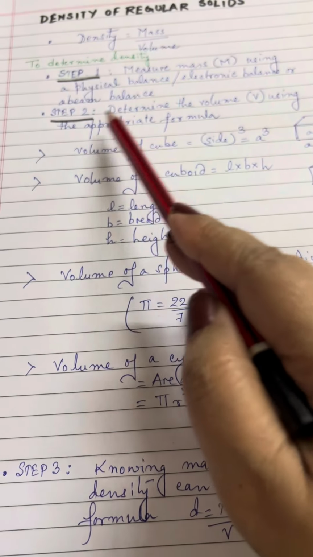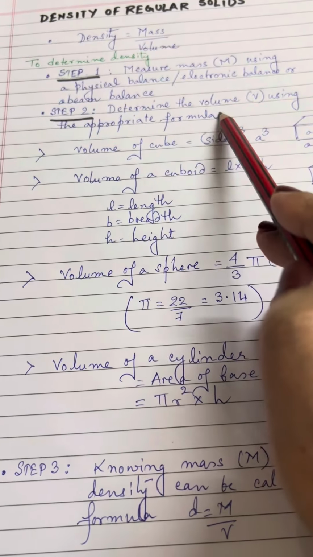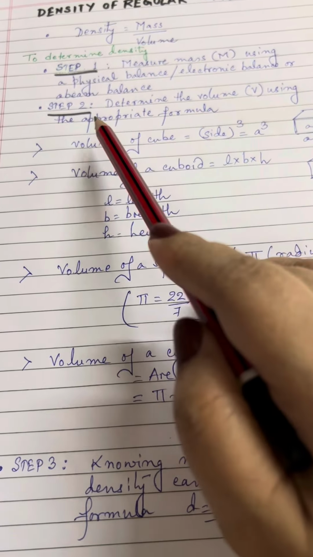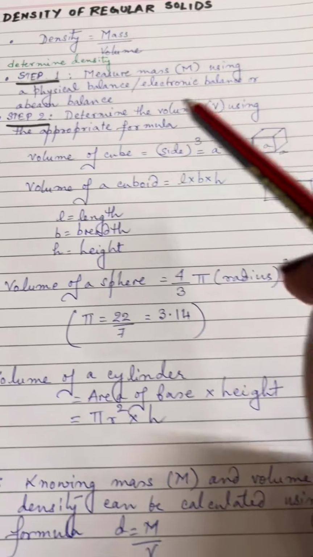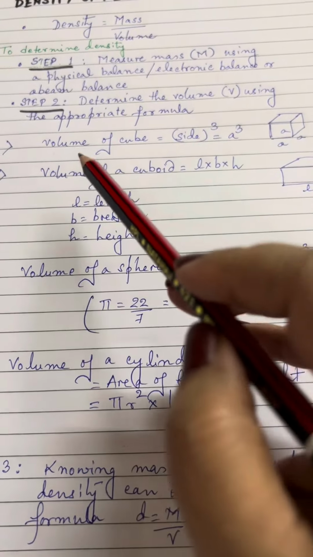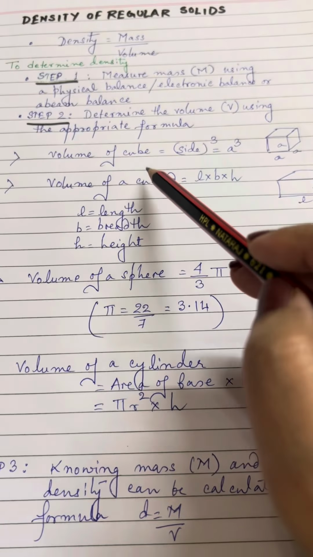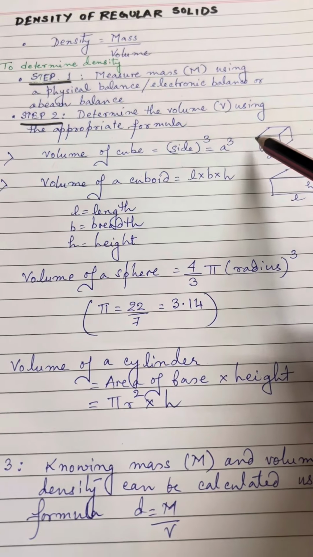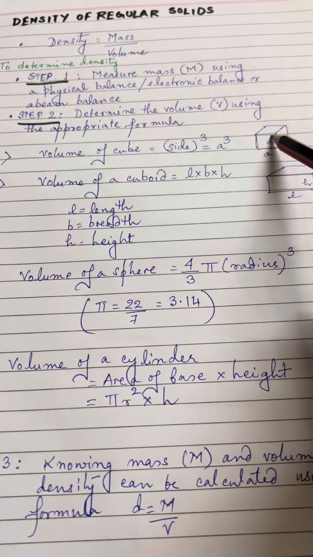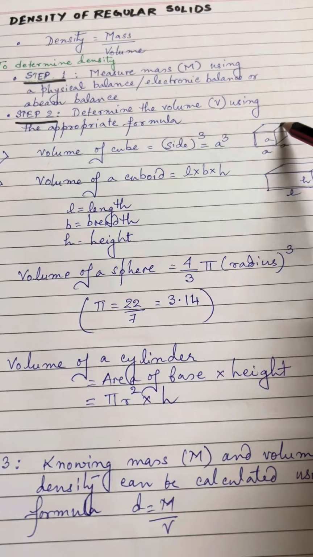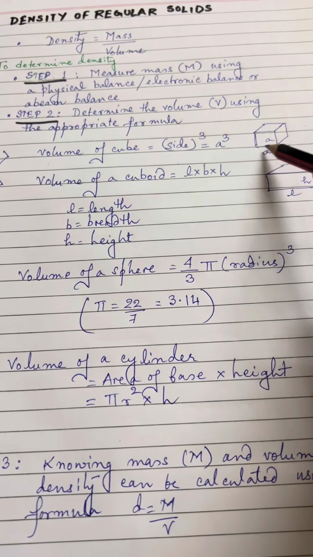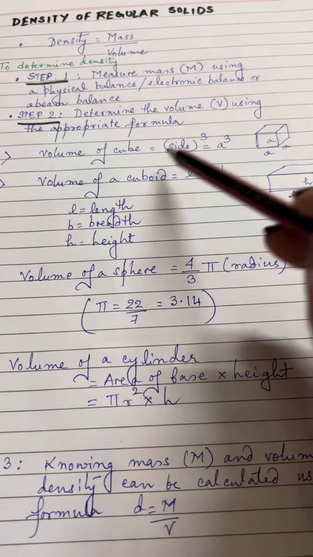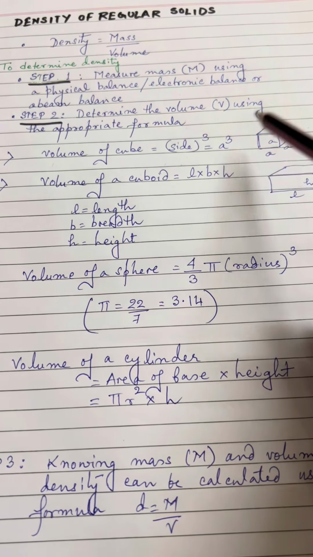Step 2, we have to determine the volume V using the appropriate formula. Because it is a regular solid, we can use the formulas which we already know. Volume of a cube is equal to side cube. What is the volume of a cube? Cube is a 3-dimensional solid whose sides are all equal, and let that be a. So, in that case, side cube becomes equal to a cube.